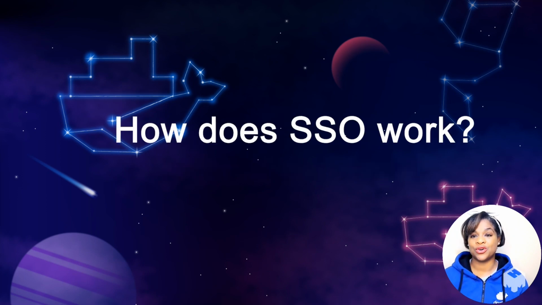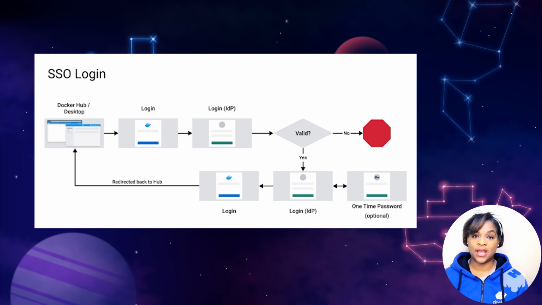So how does SSO work? When SSO is enabled, your users are redirected to your provider's authentication page to authenticate using SSO. They can no longer authenticate using their personal login credentials, such as Docker ID and password. Docker currently supports enabling SSO for single organizations.